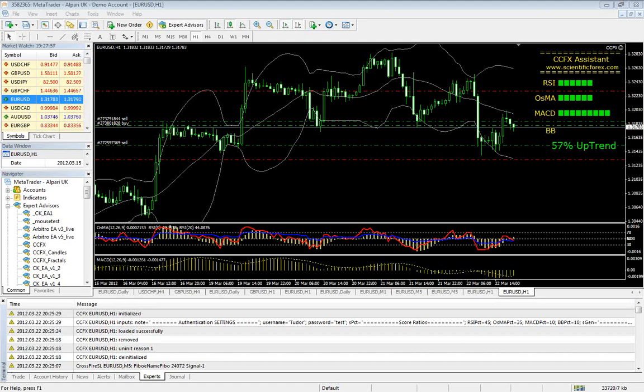Best trading times are the ones when the market is active, like London time and the first half of New York time, or the New York time as well.